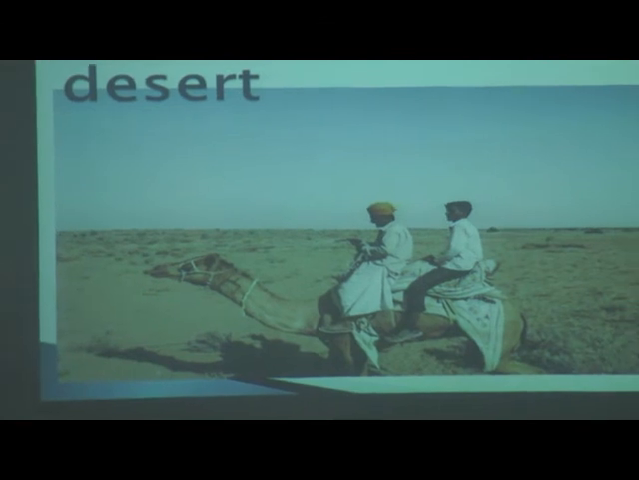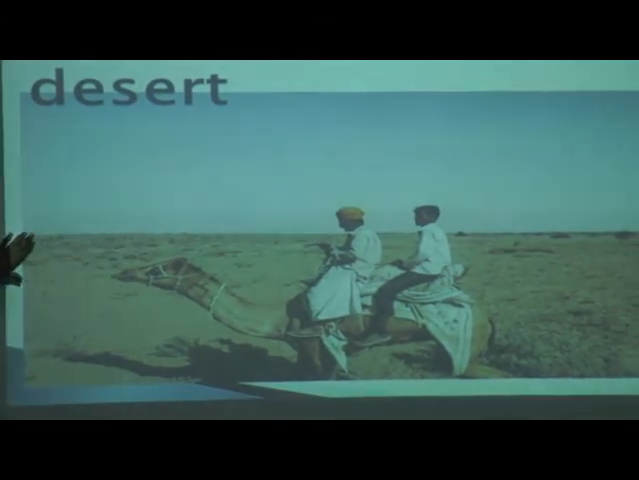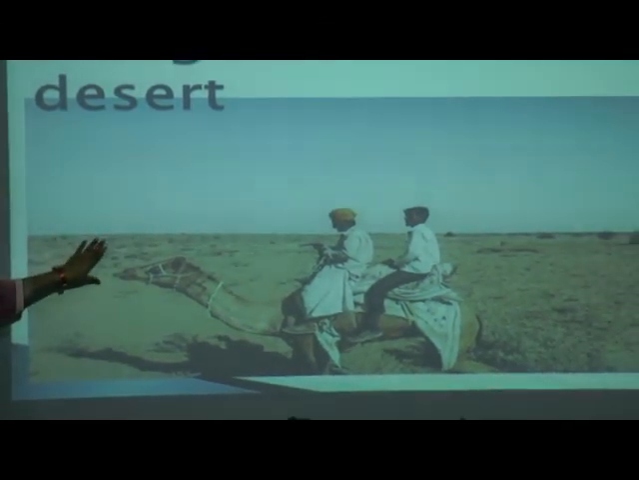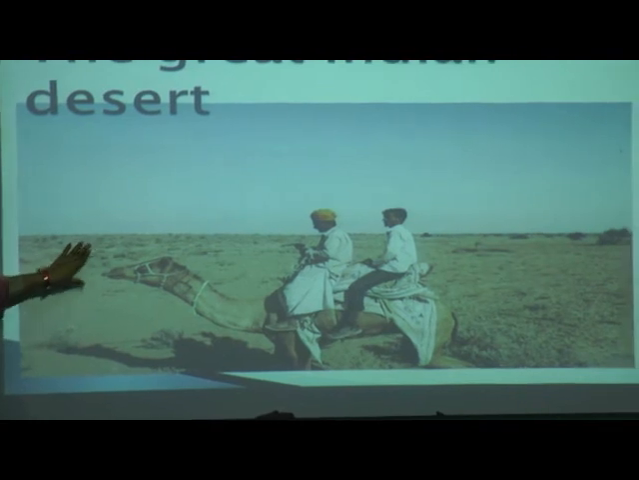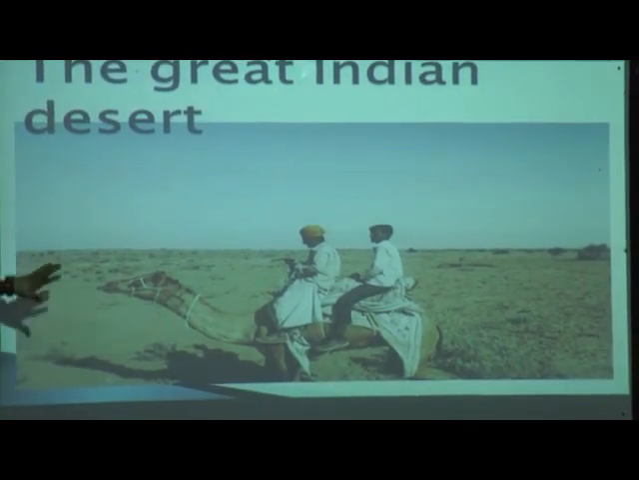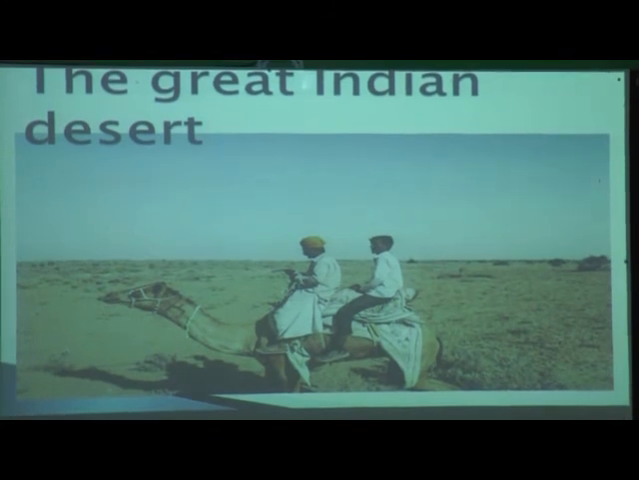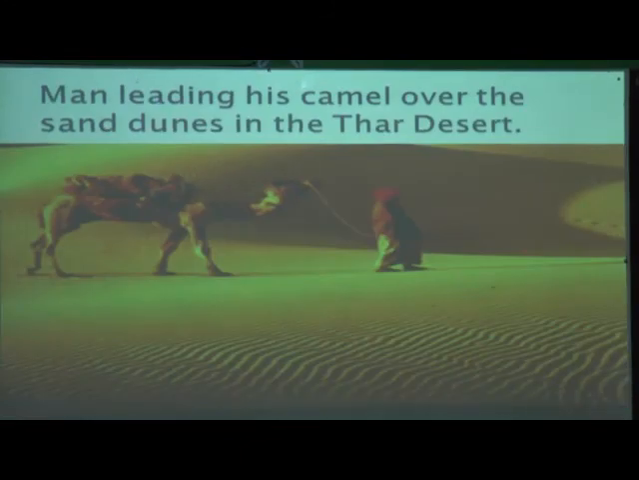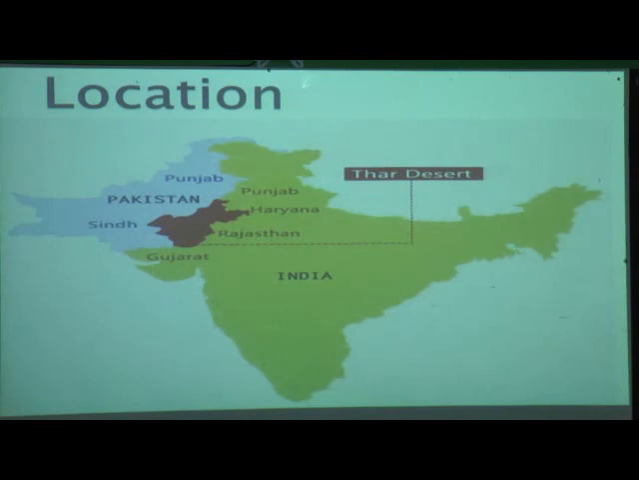Can you see an image and tell me what it is? Yes, of course, this is a desert. Can you see all these dry places and a camel over here? Now go to the next slide. A man is leading the camel over a sand dune in the Thar Desert. Now, where is the location? Can you all see the location?